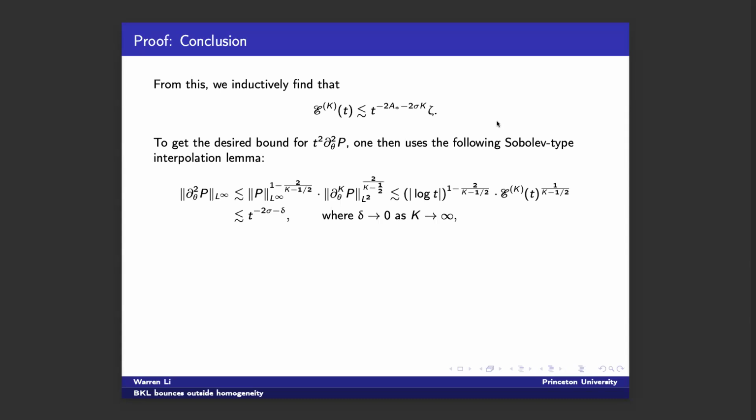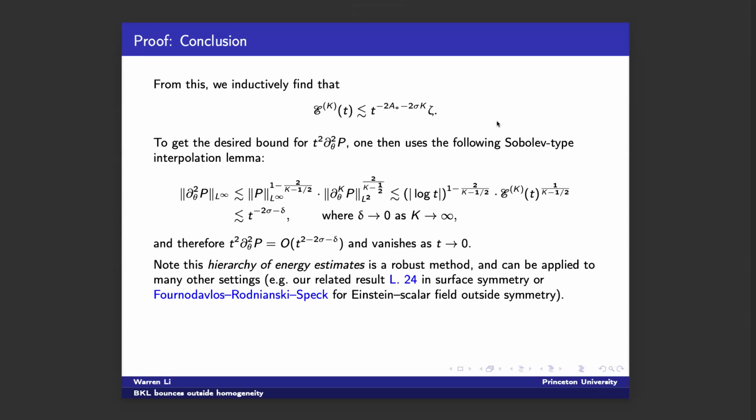If you make k large enough, then you can make this delta as small as you want, so that the error term is really of the size we wanted, t squared. It doesn't need much. This hierarchy of energy estimates is a very robust method, and there's no reason why this only works in symmetry. There are applications in other settings, such as my companion paper, or even just these types of stable comparisons.